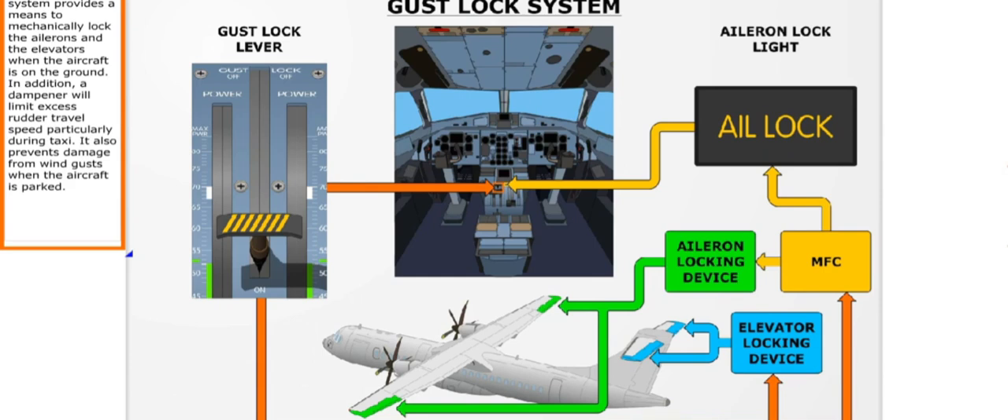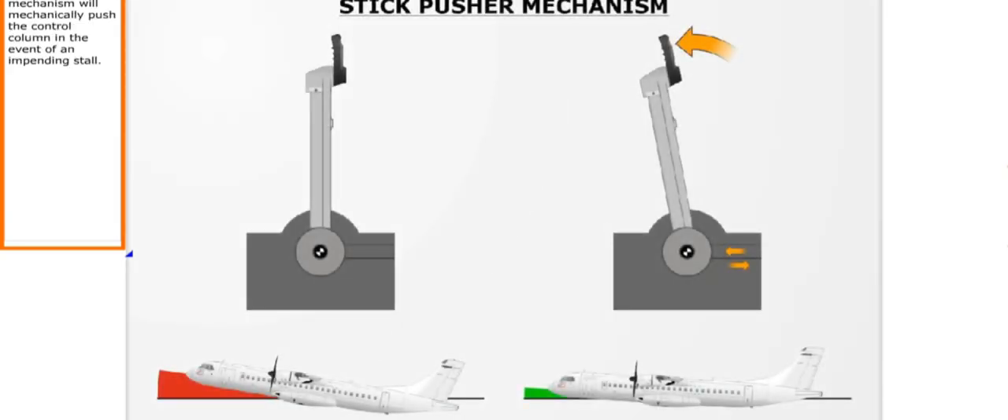A gust lock system provides a means to mechanically lock the ailerons and the elevators when the aircraft is on the ground. In addition, a dampener will limit excess rudder travel speed, particularly during taxi. It also prevents damage from wind gusts when the aircraft is parked. A stick pusher mechanism will mechanically push the control column in the event of an impending stall.